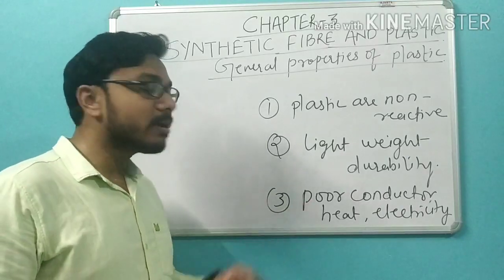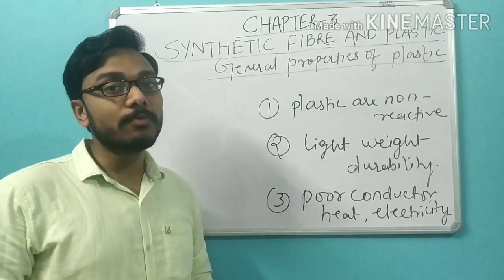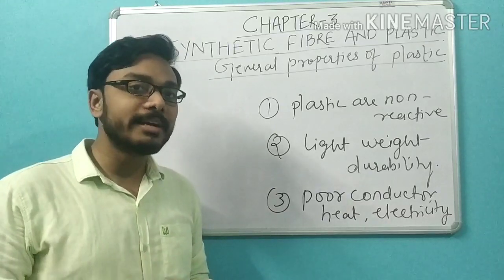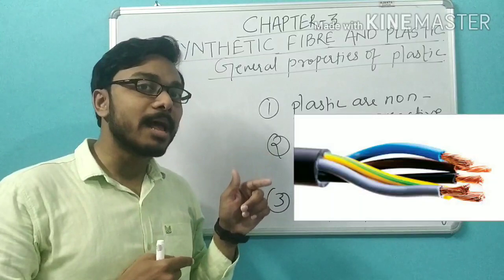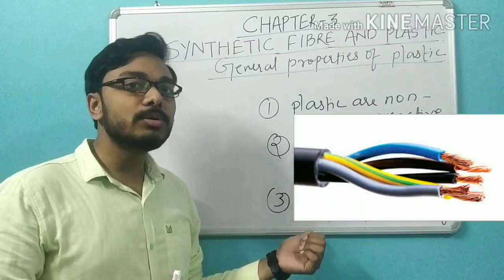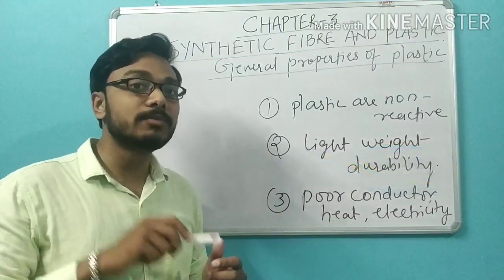Because of its poor conducting property, it is used for making electric wires. You might have seen these electric wires which are surrounded with a plastic coating, and it is also used for making the handles of screwdrivers.